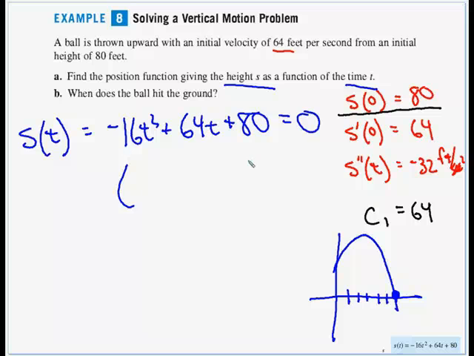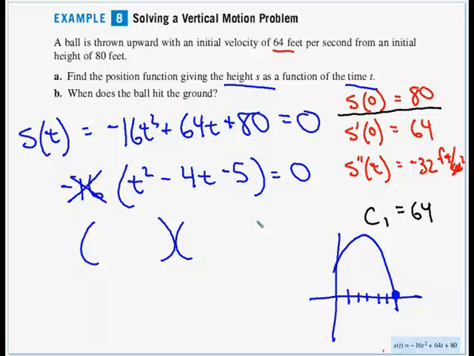And here, we can factor out a negative 16. So we're going to be left with t squared minus 4t minus 5 equal to 0. And right here, if we want, we can divide by negative 16, and 0 divided by negative 16 is still 0. And now we have a quadratic that we can factor. And that's going to turn out to be t plus 1 and t minus 5. And now we set each term independently equal to 0.